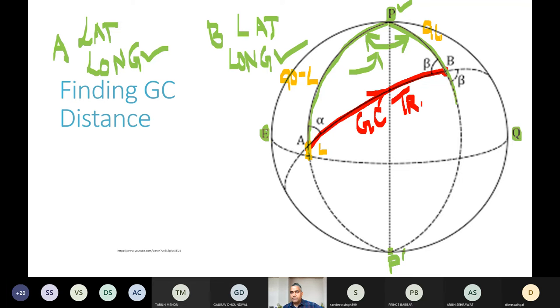Latitude of A. Now if this is the latitude of A, can you tell me what will be side PA? 90 minus lat. Very good, it will be 90 minus latitude because pole to equator is always 90 degrees, so it will be 90 minus latitude of A. Similarly, what will be side PB? 90 minus lat of B. Very good. It will be 90 minus lat of B.